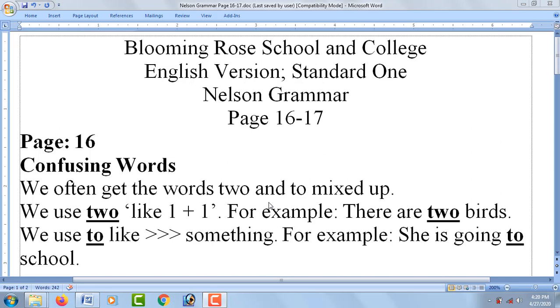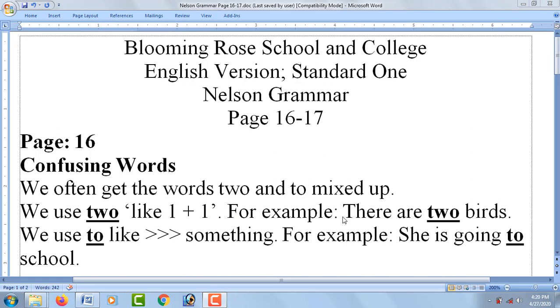There are two words, TWO and TO. These two words sometimes confuse us about whether to use TWO or TO, especially for students who are in class 1 or standard 1. Generally, 2 means 1 plus 1. When we find something more than 1 and there is another one, we use 2.